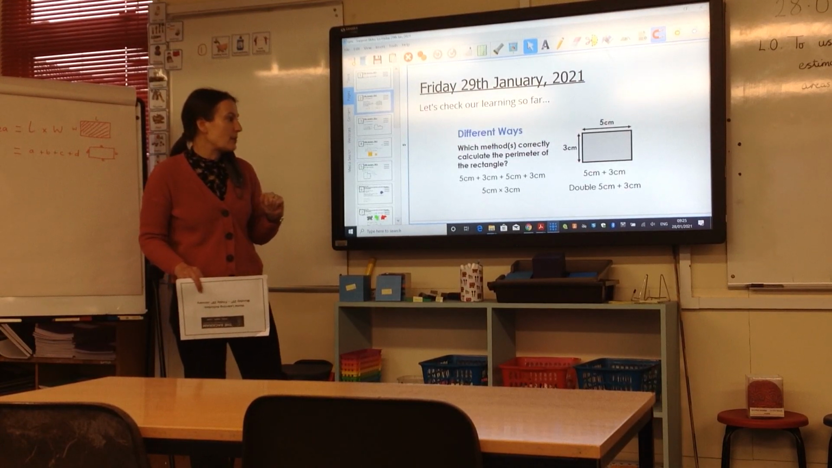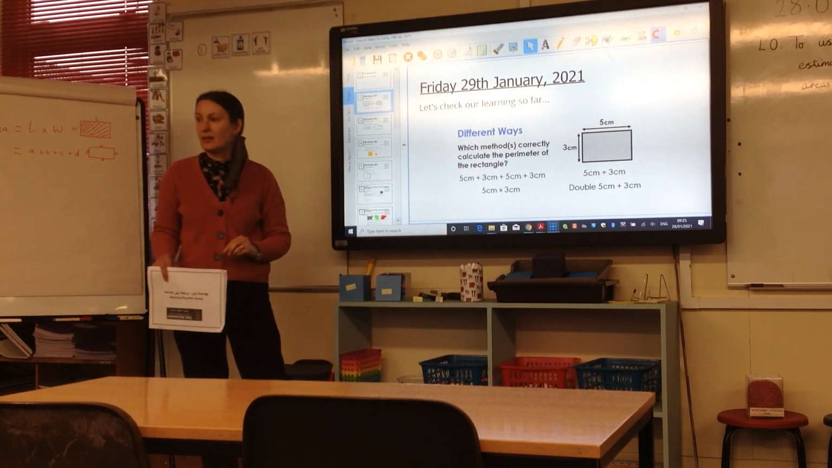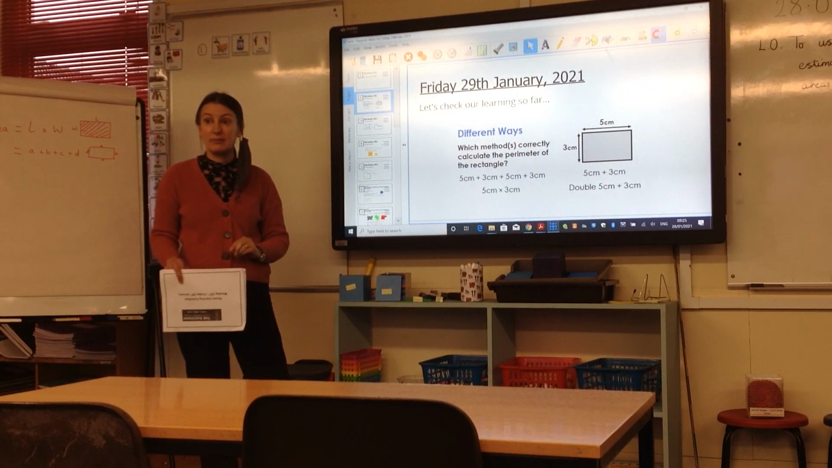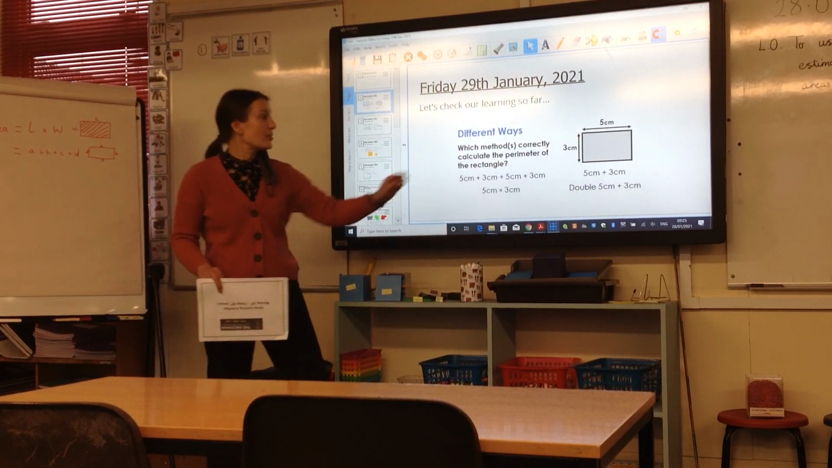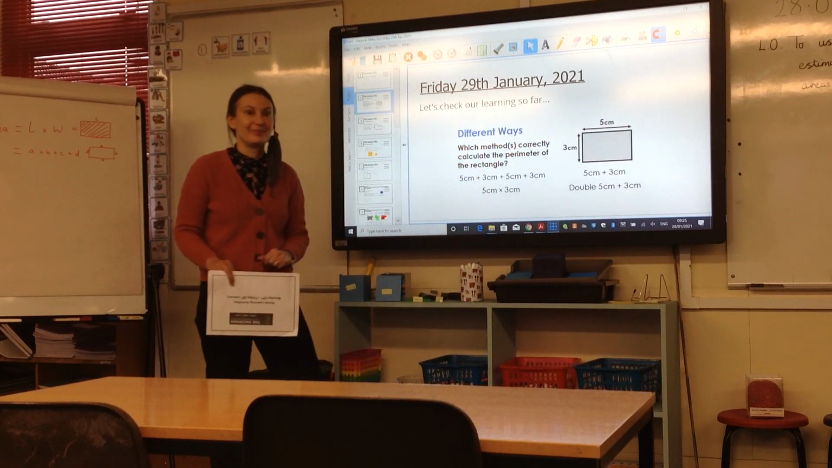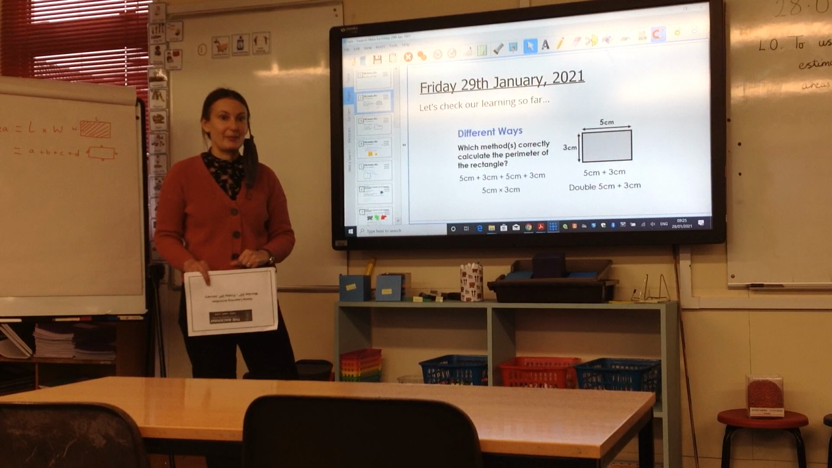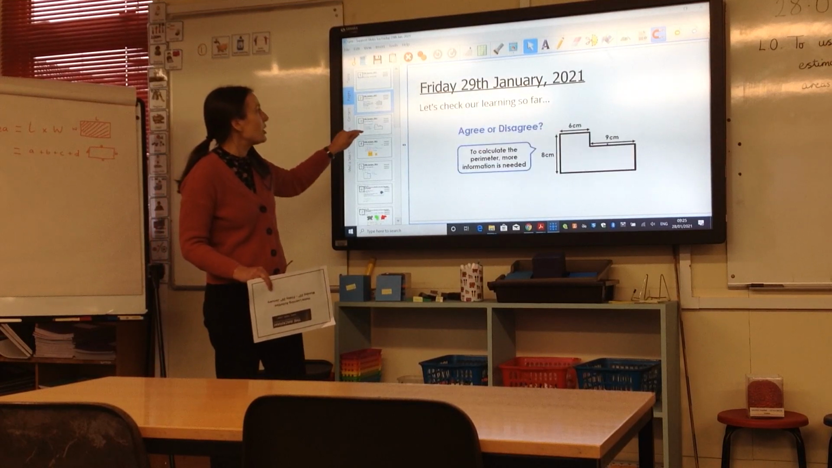The last one we've got here is 5 centimetres add 3 centimetres. Why is that not right? Or do you think it is correct? Yeah? Because 5 centimetres and 3 centimetres is just 2 of the sides being added up. That's right. But there's another 3 centimetres and another 5 centimetres, so you have to double them. Excellent. That word again, double. Okay, well done. Let's move on to question 2.